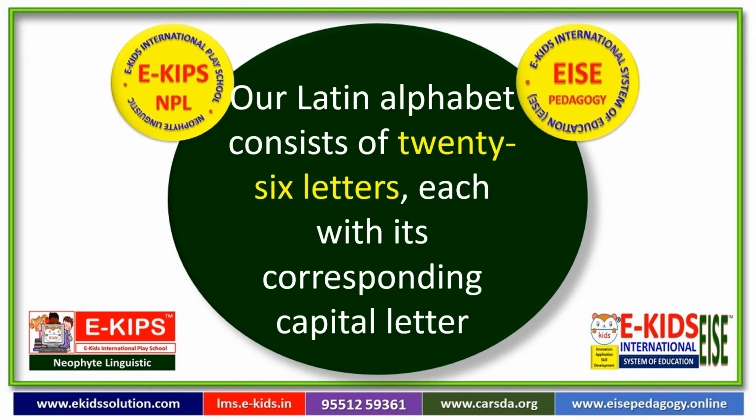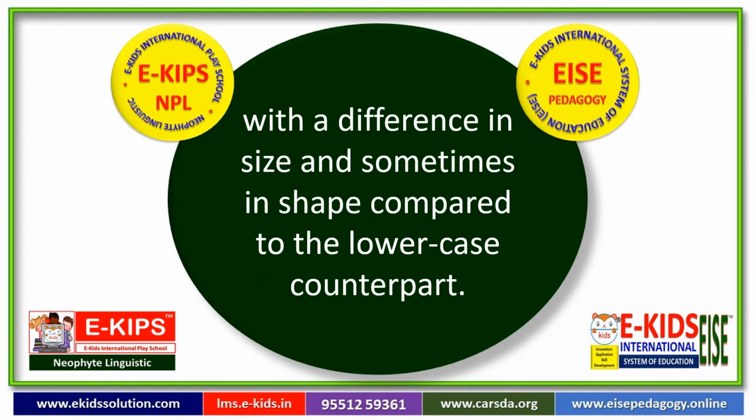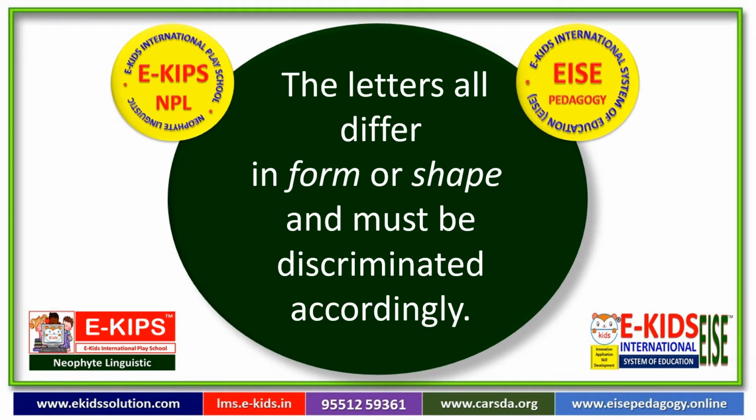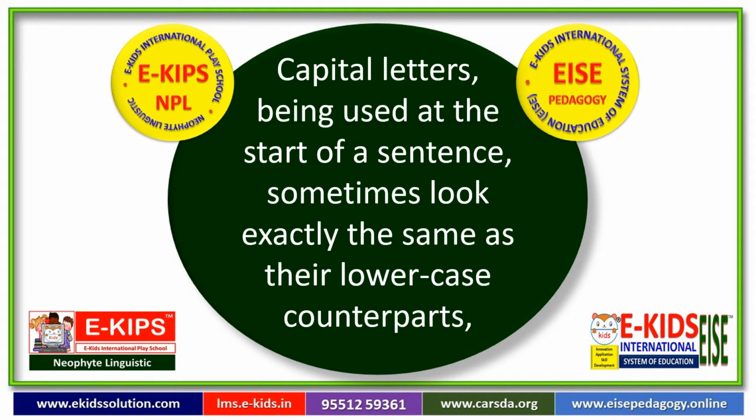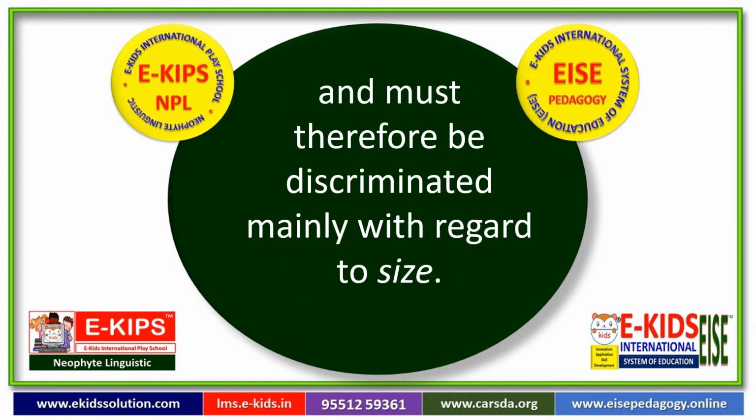Our Latin alphabet consists of 26 letters, each with its corresponding capital letter, with a difference in size and sometimes in shape compared to the lowercase counterpart. The letters all differ in form or shape and must be discriminated accordingly. Capital letters, being used at the start of a sentence, sometimes look exactly the same as their lowercase counterparts, and must therefore be discriminated mainly with regard to size.